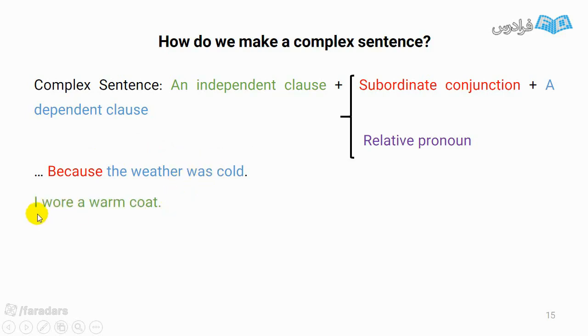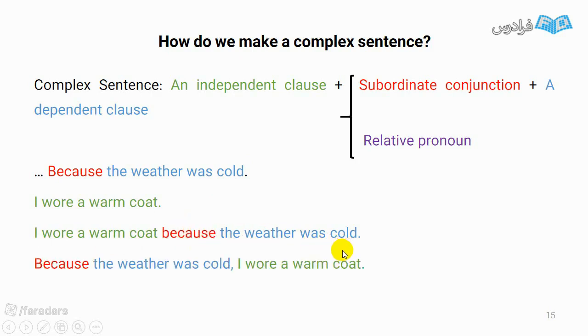And I wore a warm coat. But look at this sentence. It is a sentence, with a subject and a verb, and it has a complete idea. When I say this, you are not waiting for what is going on. Then, we call this one a dependent clause and this one an independent clause. Just combine them to make a complex sentence. I wore a warm coat because the weather was cold. I can replace them. If you replace them, you need a comma here.